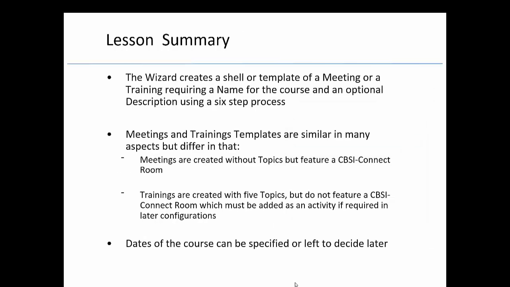Lesson 2 Summary. The wizard creates a shell or a template of a meeting or a training requiring a name for the course and an optional description using a 6-step process. Meetings and training templates are similar in many aspects, but differ in that meetings are created without topics, but feature a CBSI-Connect room plus a presentation folder, and recently added a discussion forum. Trainings are created with 5 topics, but they do not feature a CBSI-Connect room, and this must be added as an activity if required in later configurations. This also applies to a presentation folder.